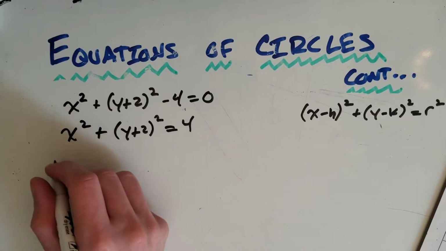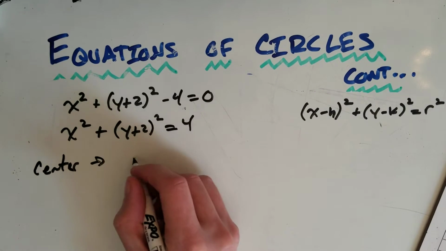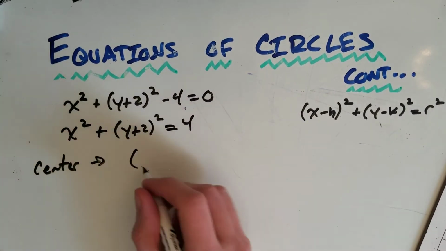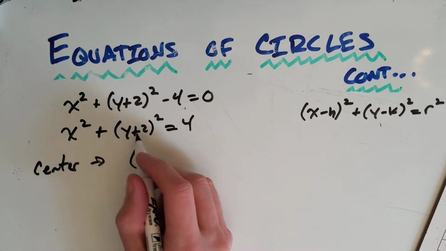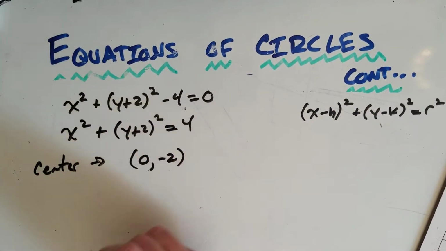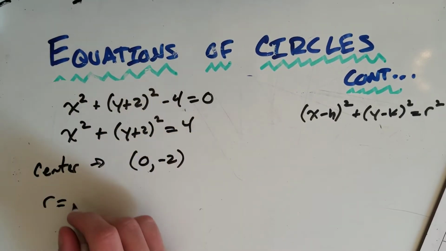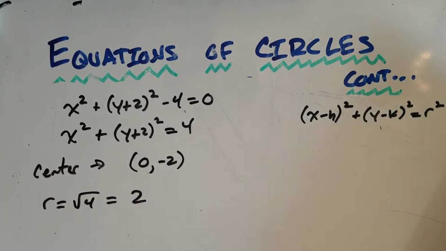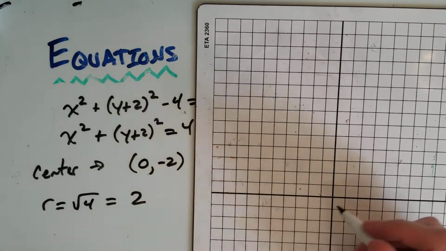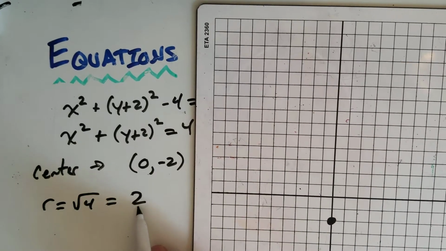Once we're in this form, we can pull out the information, the center of the circle. Well, that's going to be x minus h, that's like a 0 over here if it's just x, so it's 0, and your y minus k, it's like minus -2, so we're going to have -2. That's your center of the circle, and our radius is going to be the square root of whatever we have here, so the square root of 4, which we should get as 2. So if we want to graph this, we just hop on over to our center, (0, -2), and then we're going to use a radius of 2.